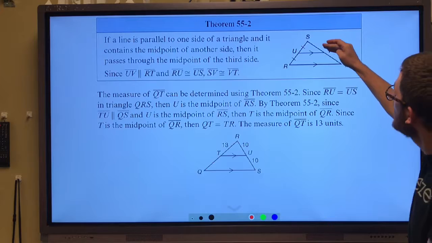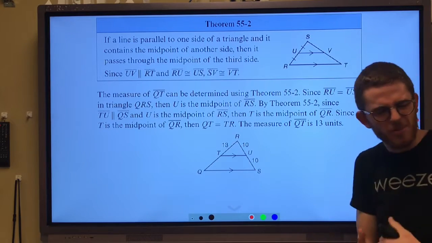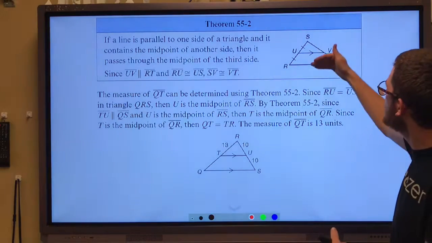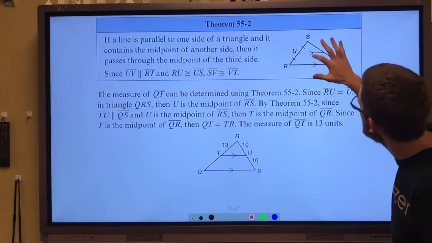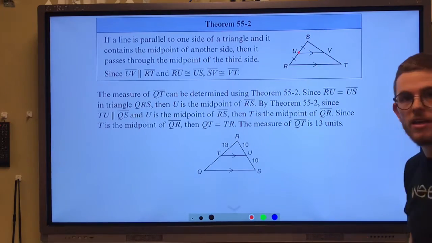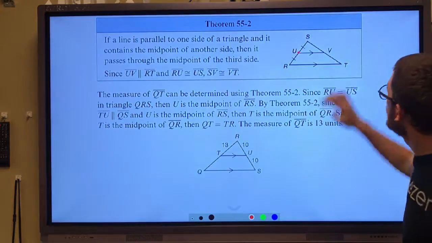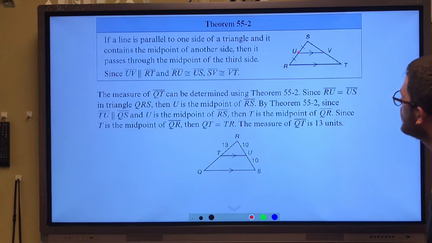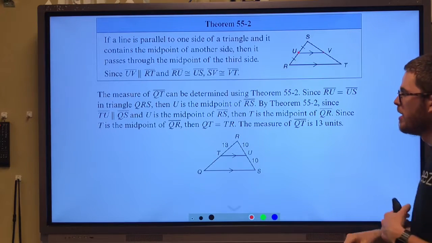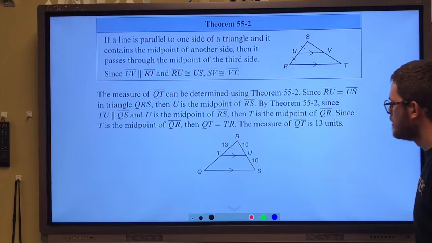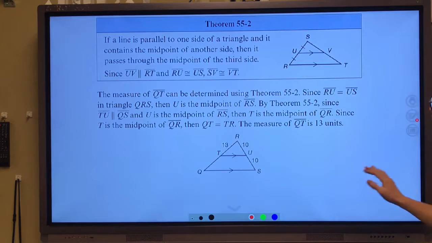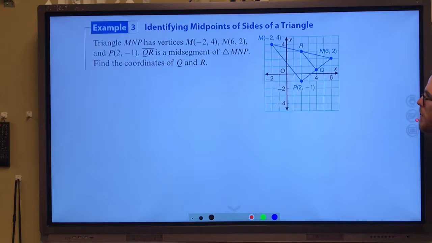So if we know that this line looks like a midsegment, we know it's parallel to the third side, and one of its endpoints is a midpoint of the side, we're guaranteed that the other endpoint is a midpoint of the other side. So we can use that for all kinds of things here.